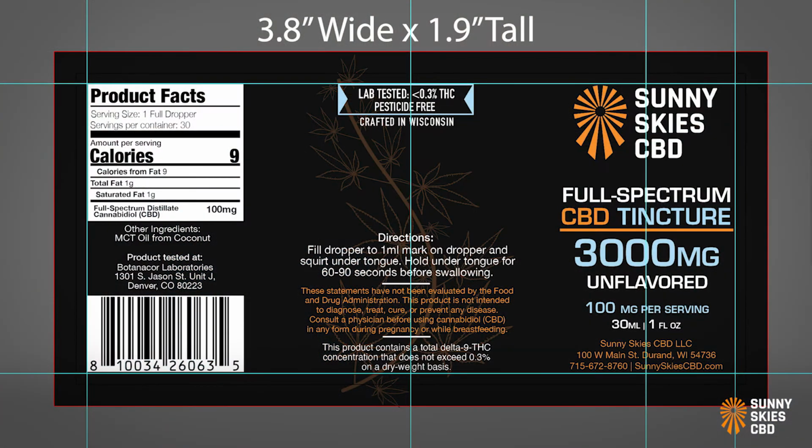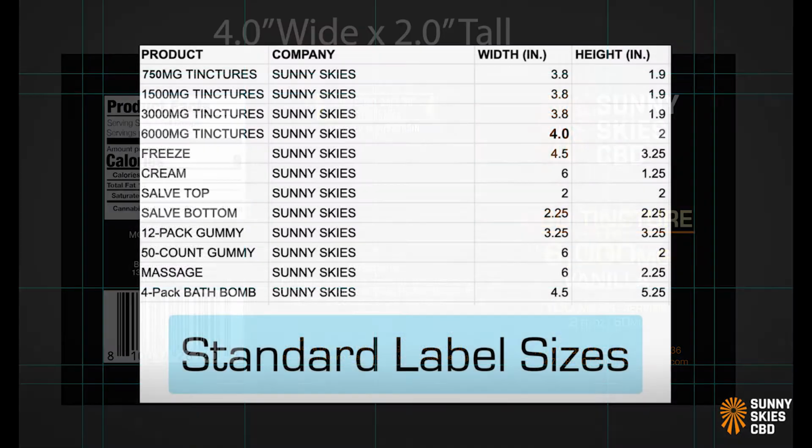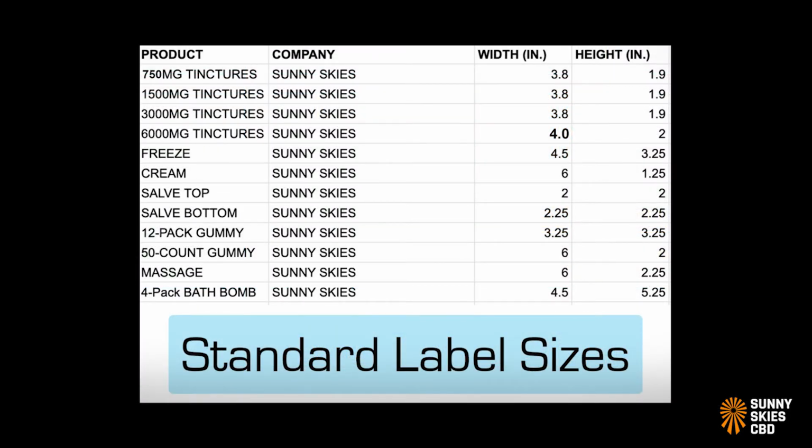Some of the common label sizes we recommend are as follows. For our 1 ounce tincture, we recommend a 3.8 inches wide by 1.9 inch tall label. 1.8 inches works for height as well. For our 2 ounce tinctures of 6,000 milligrams, we recommend a 4 inches wide by 2 inches tall label. For a full listing of the recommended label sizes, we've provided a document below that you can download and check out. If you're providing your label files for us to print, please send them as individual PDFs for each SKU.